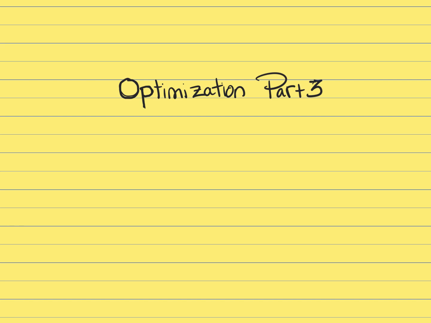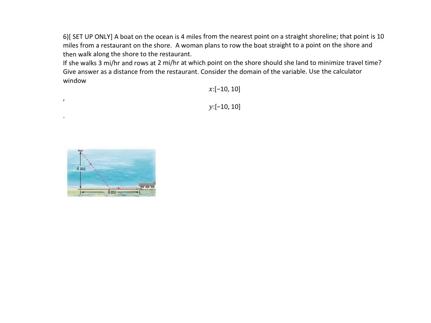This is optimization part 3. This particular kind of equation or setup here is very, very typical in calculus. So we have a boat on the ocean that is 4 miles from the nearest point on a straight shoreline. That point is 10 miles from a restaurant on the shore.